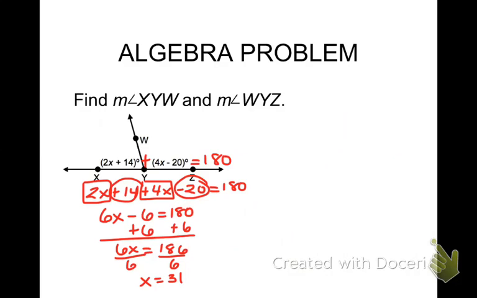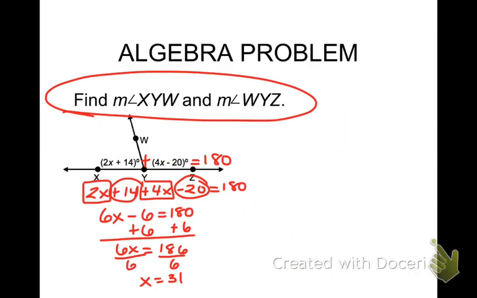Am I done? No, because what am I trying to find? Both the measures of the two angles. So, plugging in 31 for x for both expressions. Well, doubling 31 makes 62. 62 plus 14 is what? 76. So the measure of angle XYW is equal to 76 degrees.